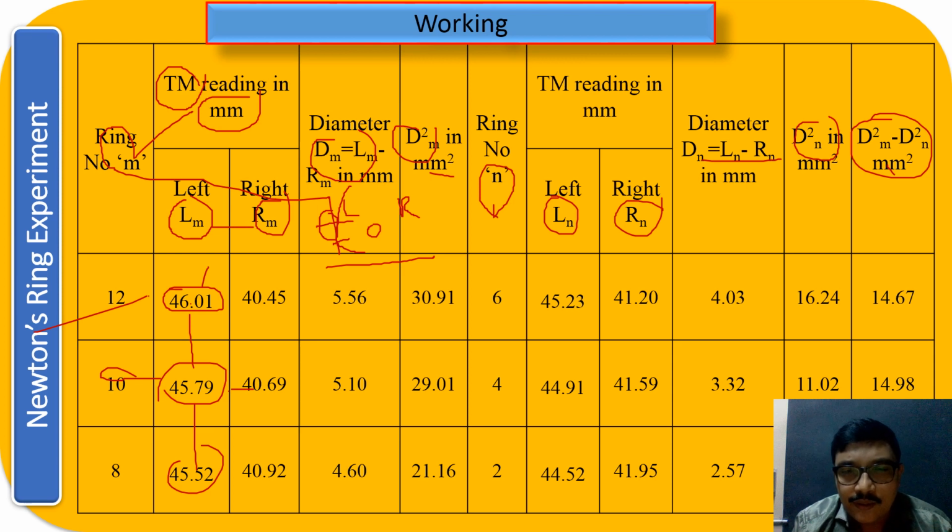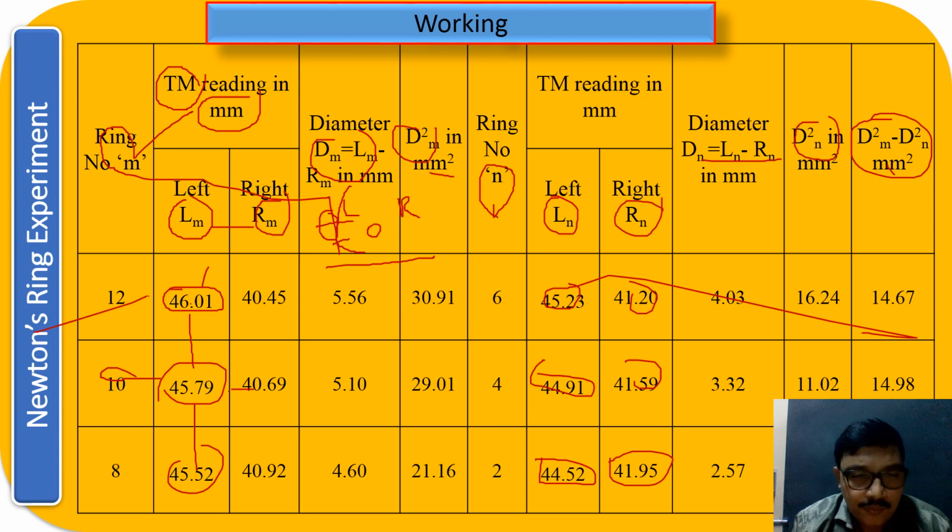Now you see here. Now the sixth ring, here you note down. Then the fourth ring 44.91. Then the second ring 44.52. So after the second ring on the left hand side, you cross the center, then move to the second ring on the right hand side. Okay, so 41.95, then 41.59, then 41.20.